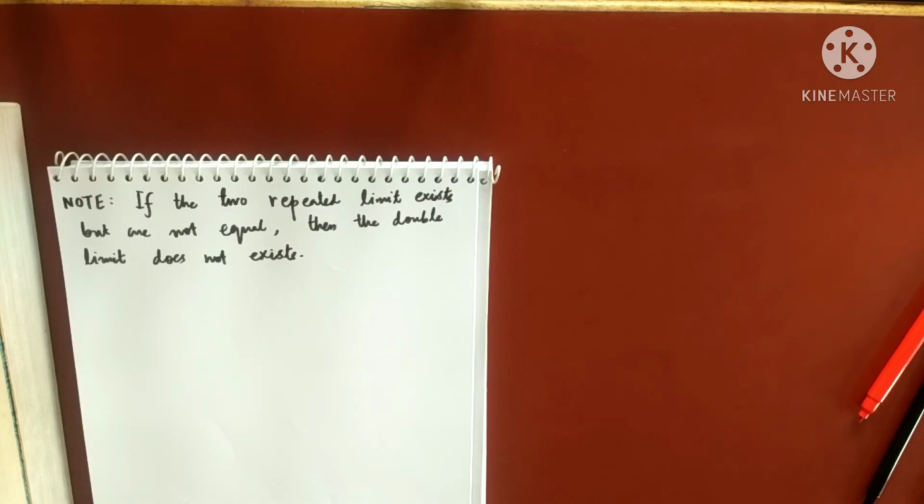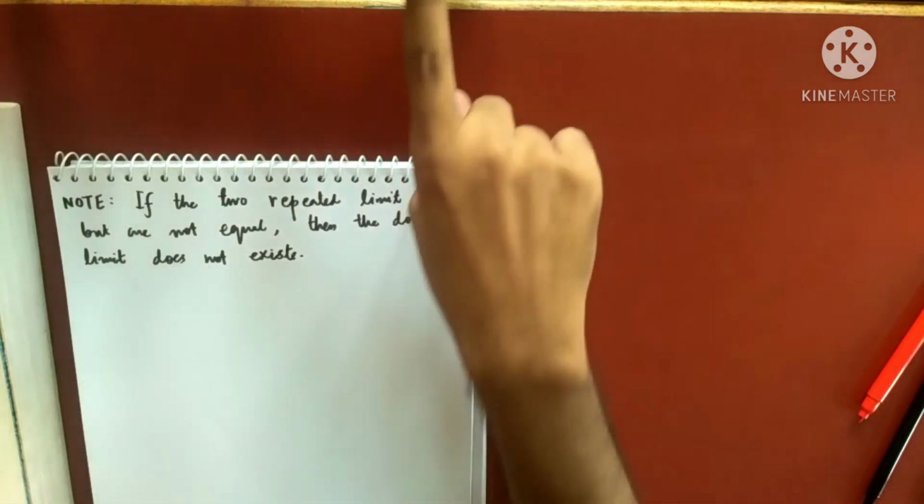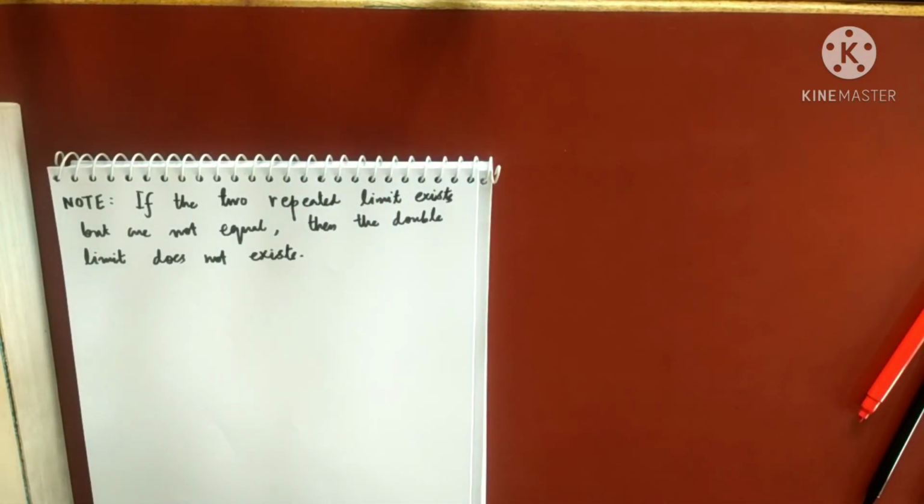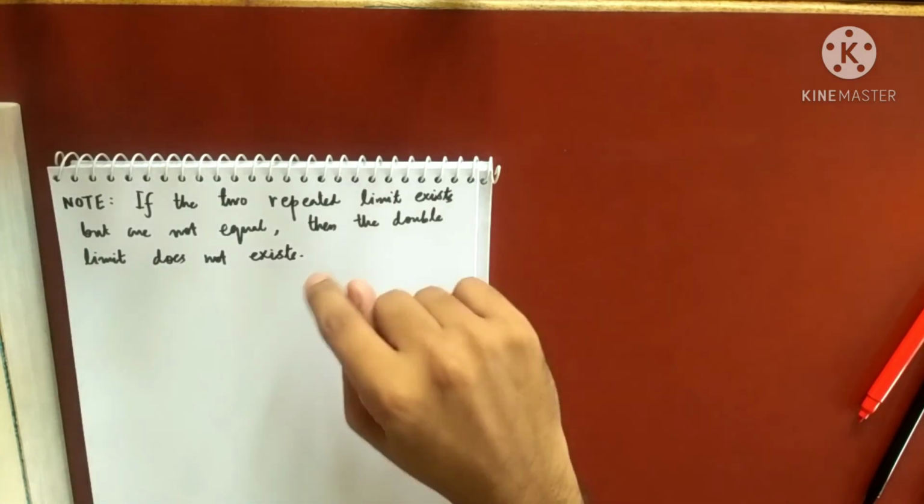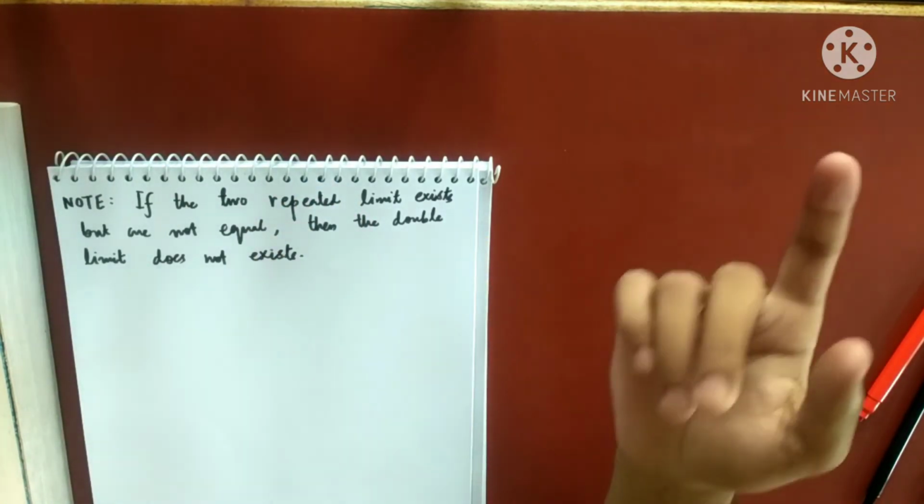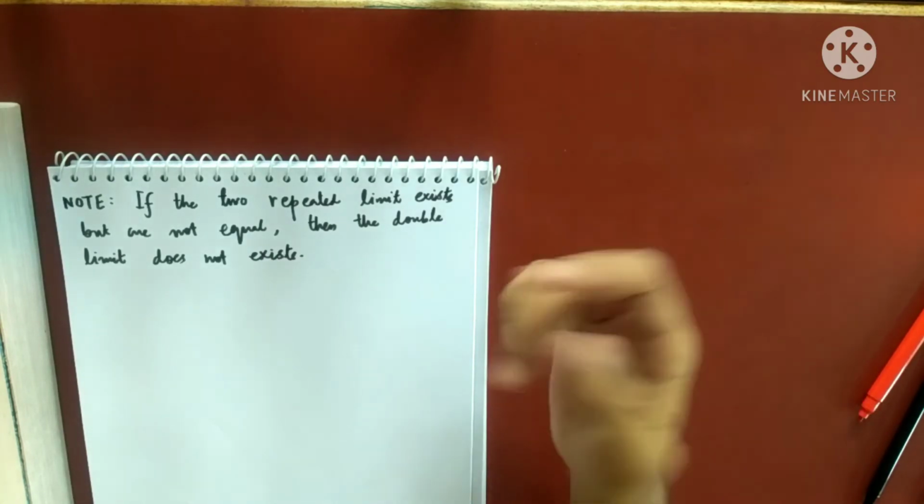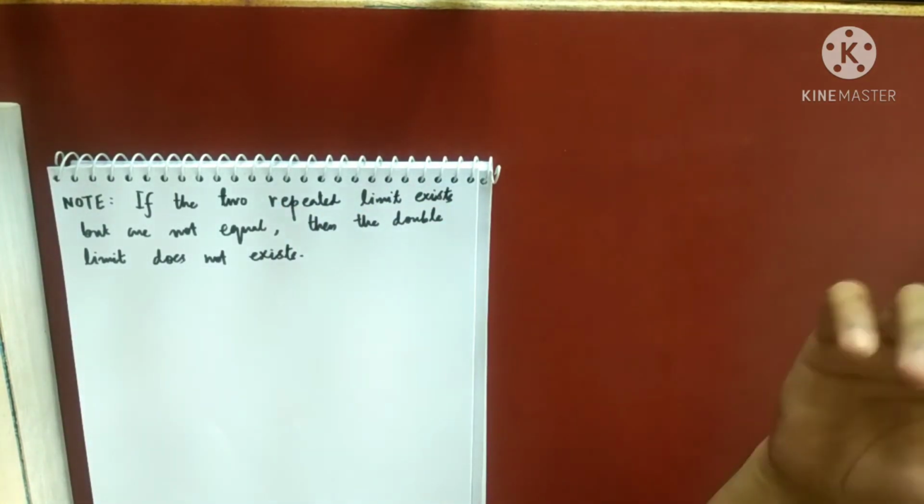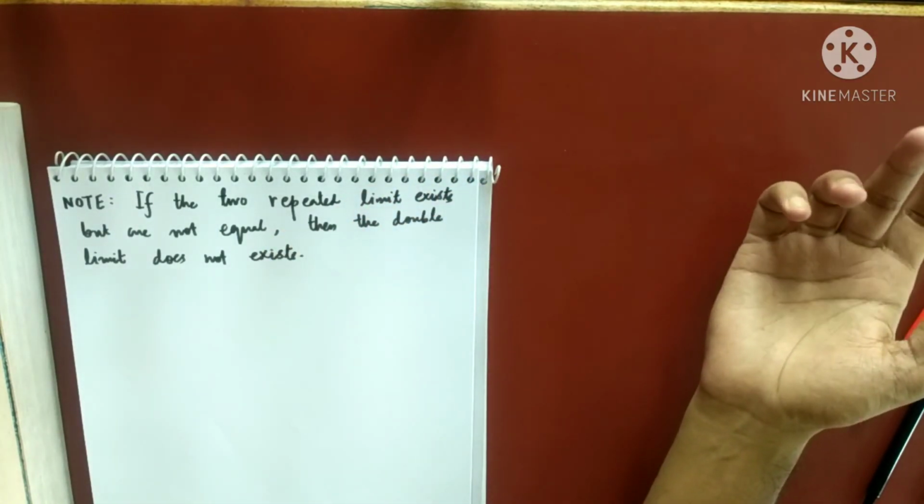I'll repeat all these three notes. What is the first note? If both the repeated limits exist and are equal, then the double limit may not exist. What was the second note? Existence of the double limit may not guarantee the existence of the repeated limits. And number three, if the repeated limits exist but are not equal, then the double limit does not exist. So this is another criterion to check the non-existence of limits. You find both the repeated limits. If they are not the same, you can say that the double limit does not exist.